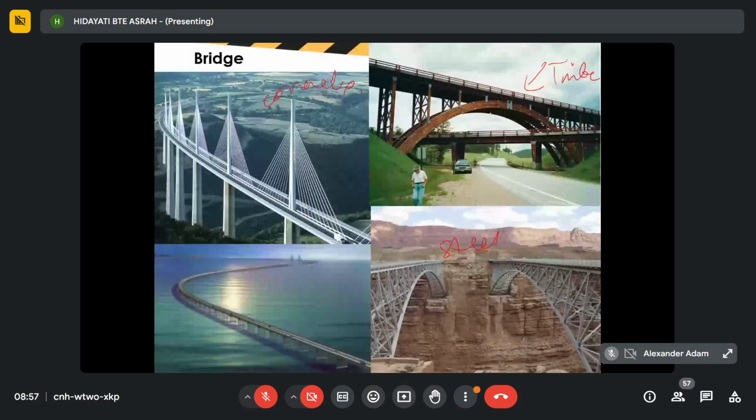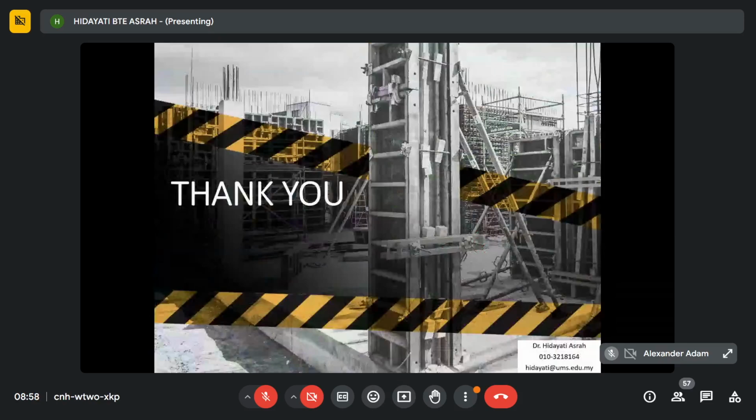Okay, and also that depends on the surrounding environment. You can see the bridge here, example here in the picture. This one is built above the sea. This one, above the sea, near the mountain. This one near the mountain, and so on. You can see here. Okay, so that's all.